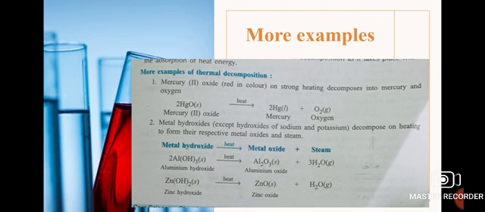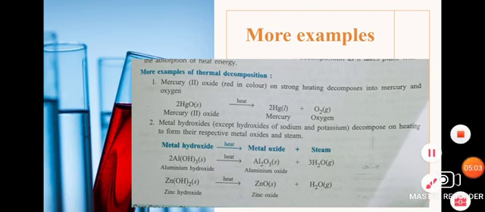Then metal hydroxide on heating: the new products are metal oxide plus steam. Example, 2Al(OH)3, aluminium hydroxide, on heating gives aluminium oxide plus 3H2O. Then zinc hydroxide, when we apply heat, decomposes into two products, zinc oxide plus H2O. You have to write this in your copy book and study.